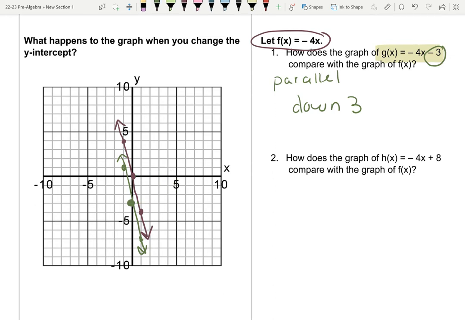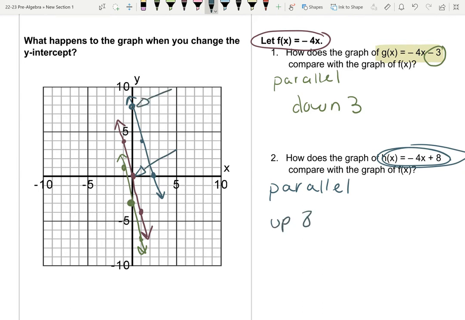Okay, so let's try that now with our other one here, this one. This time we're going to start up at 8, and again, do the same slope. And I'm going to connect my dots. If you notice, they are still parallel because it's the same slope. But this time, we went from here at 0 up to here at 8. So I went up 8. So if you add, it goes up. If you subtract, it goes down.